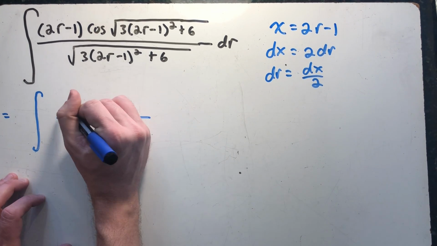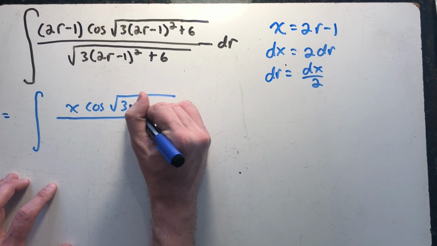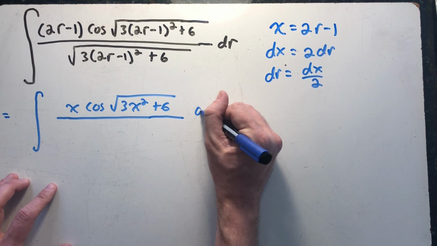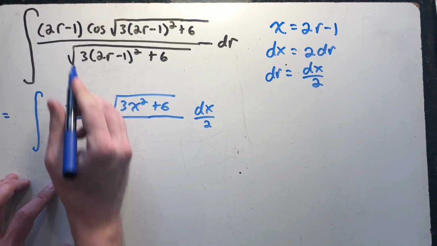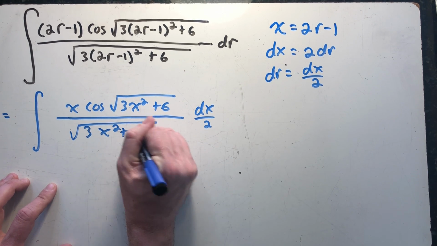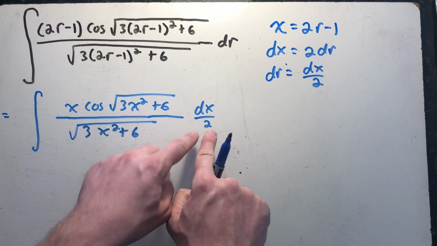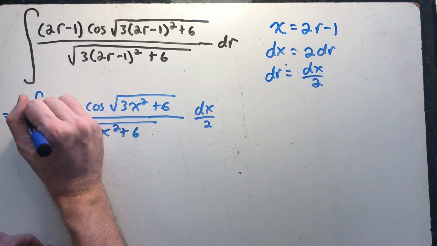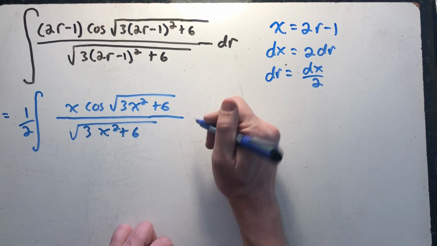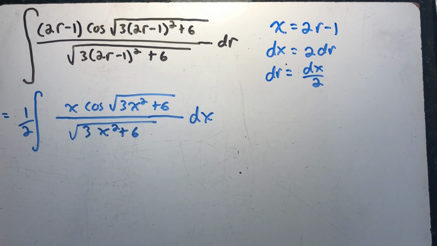And let's see, I'm going to have an x times a cosine of the square root of 3x squared plus 6. Let's see, that dr is now a dx over 2. And on the bottom, I have the square root of 3x squared plus 6. Certainly an easier function to deal with. What I'm going to do is imagine factoring this 2 out front as a 1/2, and just let this say dx.